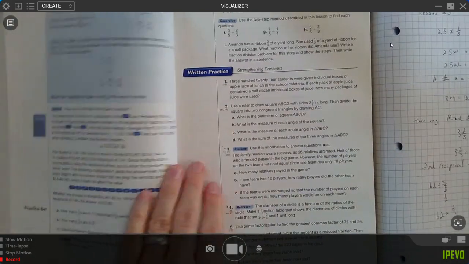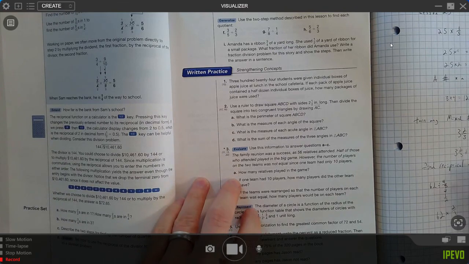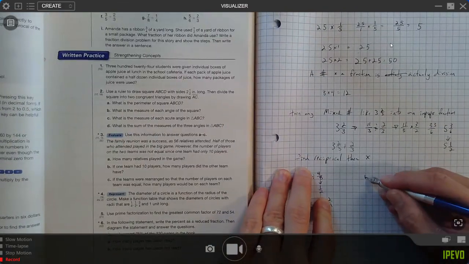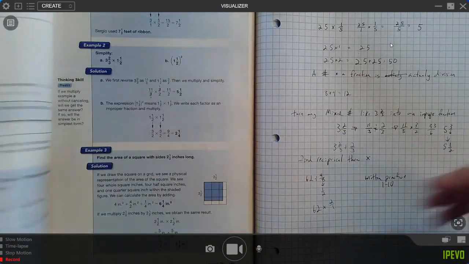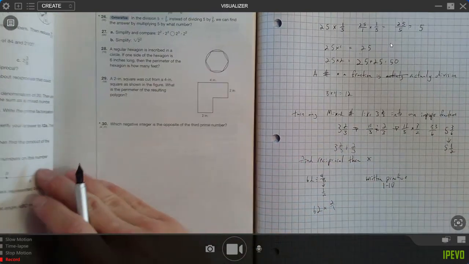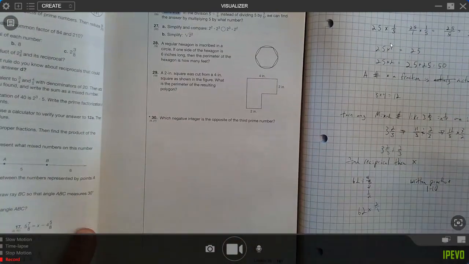For the written practice, let's do the written practice 1 through 10, and then 16 through 25.